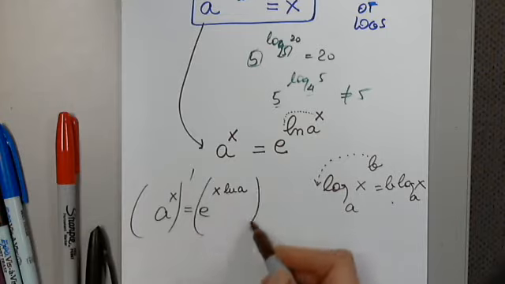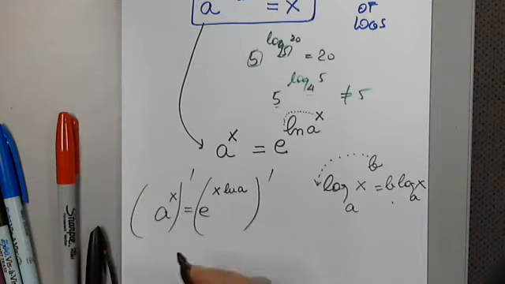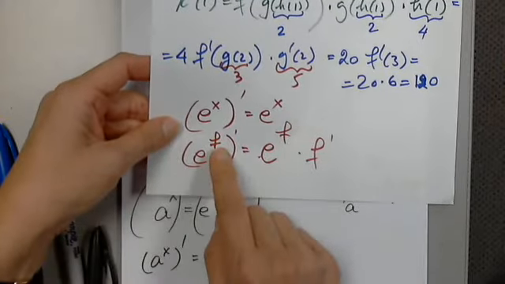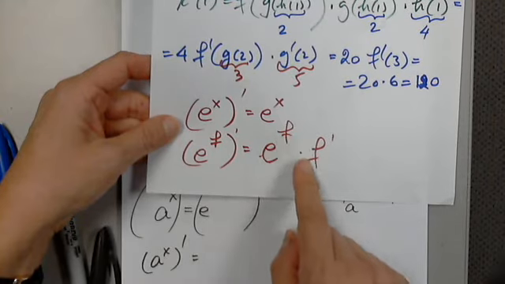What we are after is this. So I'm going to differentiate both sides. The left-hand side is what I'm interested in. So it's a to the x prime. But now, how do I differentiate the right-hand side? Well, going back to e raised to a function prime is e to the function times the function prime.